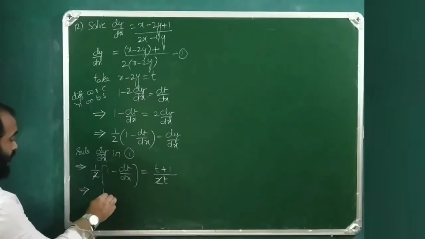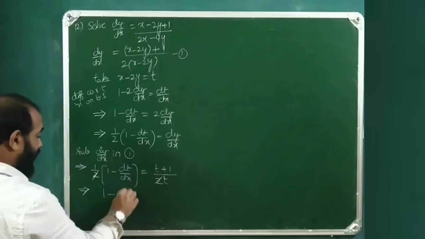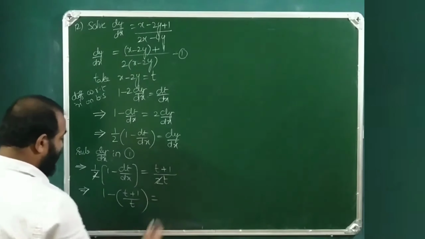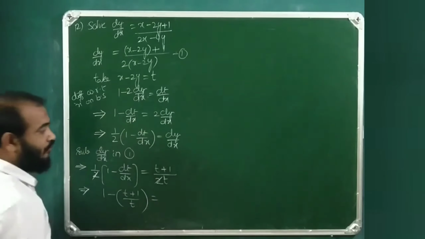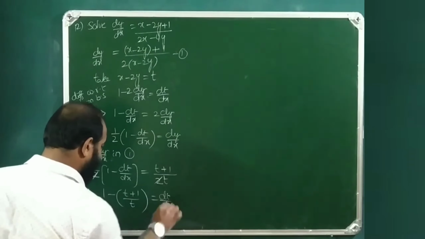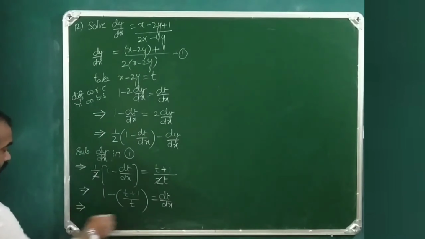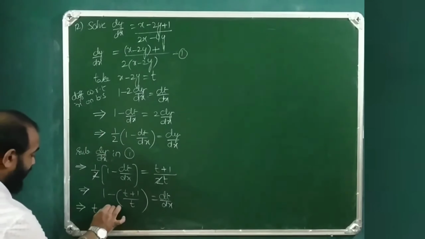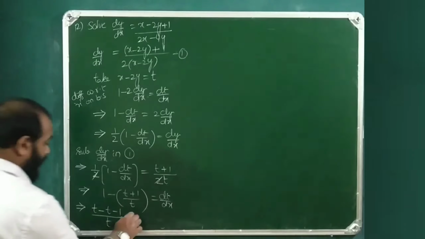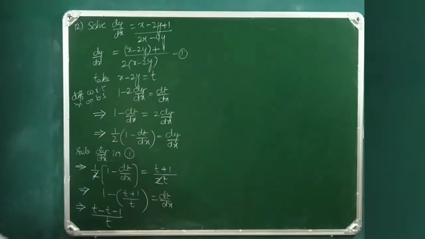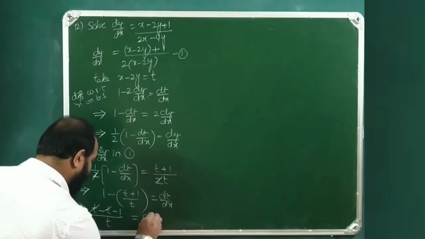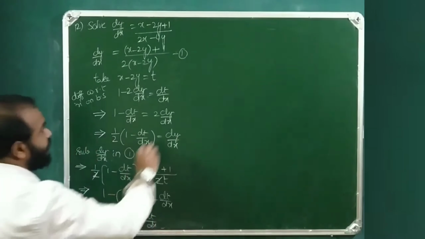So this is equals to 1 minus dt by dx equals t plus 1 by t. If you transpose it onto the other side, dt by dx equals 1 minus t plus 1 by t. Finding the LCM, we get dt by dx equals minus 1 by t, since the t gets cancelled.